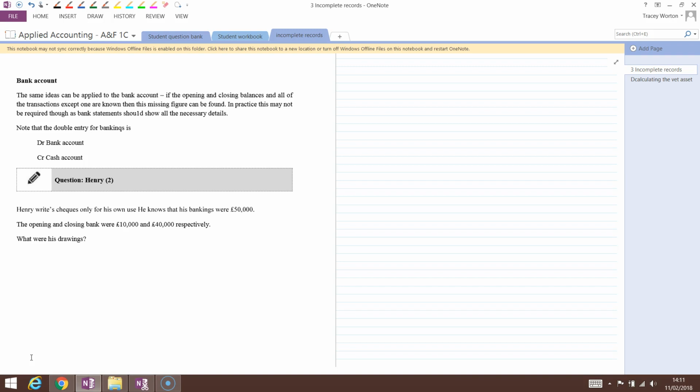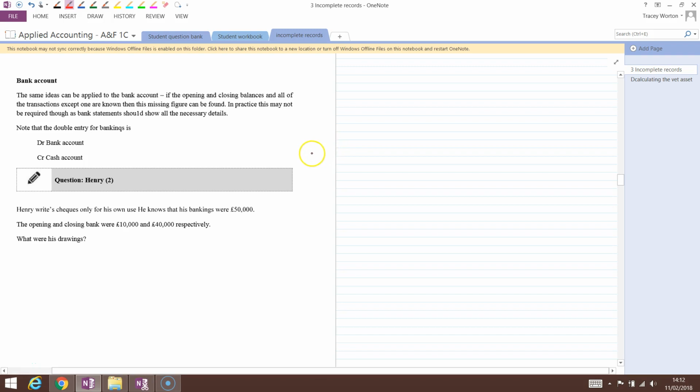So remember, the double entry for bankings is to debit the bank account, so put money into the bank account, and credit the cash account to reduce the petty cash tin. So if we have a look again at Henry, Henry writes cheques only for his own use. He knows that his bankings were 50,000. The opening and closing bank were 10,000 and 40,000 respectively, so we need to calculate what his drawings were.